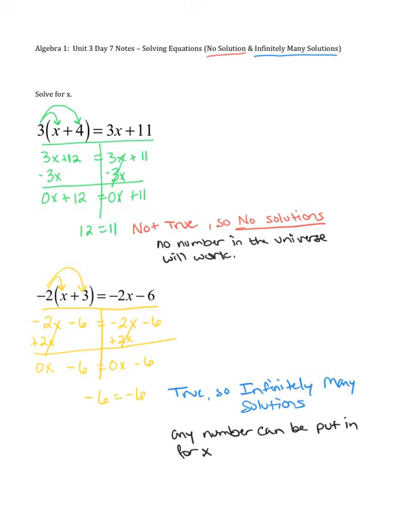So what we had here are two equations. The first equation was solved, but the answer was not a true statement. 12 does not equal 11. So that answer is no solution. There is no number that will work. The second equation, we did the math right, and we got an answer that was true. Negative 6 does equal negative 6. So it doesn't matter what number I put in for x, it's always going to work. And that is day 7.